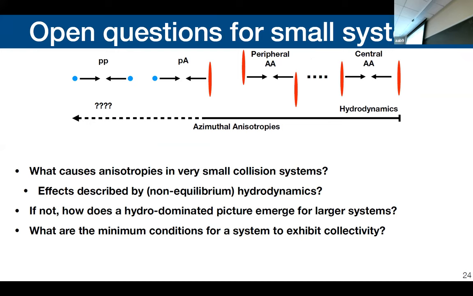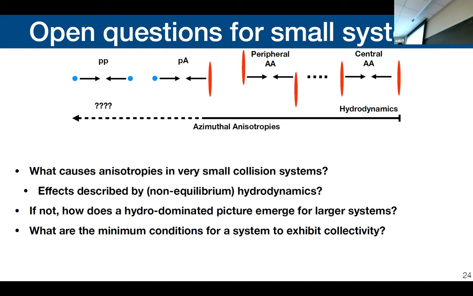So we'd like to know, really, what are the causes of these anisotropies in small collision systems? Can these effects be described by hydrodynamics, or is there some other explanation? And if there is some other explanation, how does this hydro picture that we see in central events emerge from this picture we have at smaller collision sizes, right? How does that transition happen?